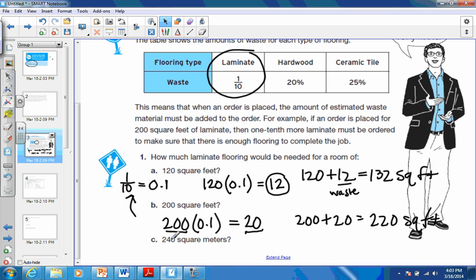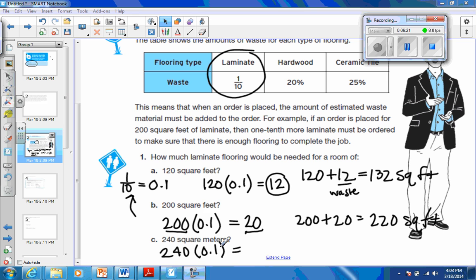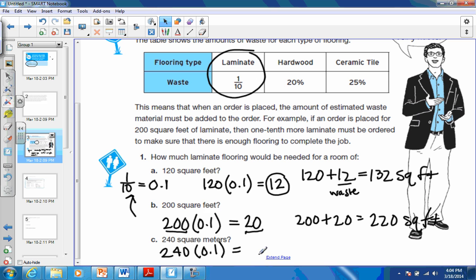The last one, we're doing exactly the same thing. So we have 240. We're going to multiply by that 1/10, which equals 24. Okay, so then we're going to do our 240, which is what we think the floor would need. We have the excess that we need to add on to that to make sure we have enough space, not enough space, but enough floor to cover all of the space. That's going to give us 264 square feet total.